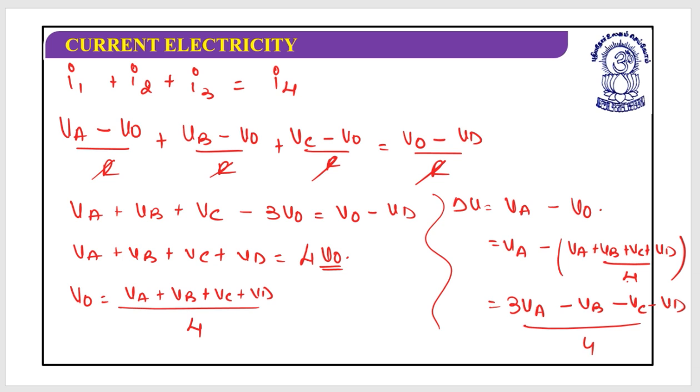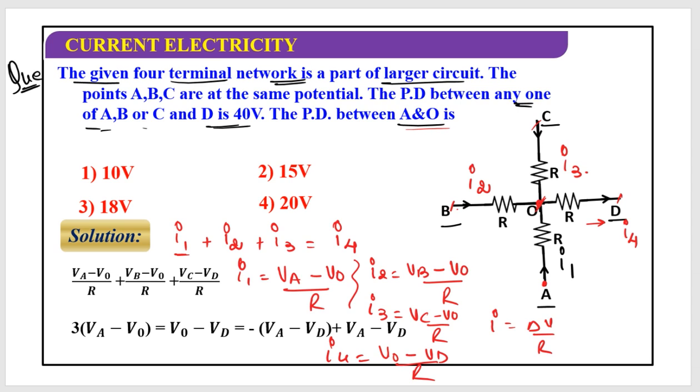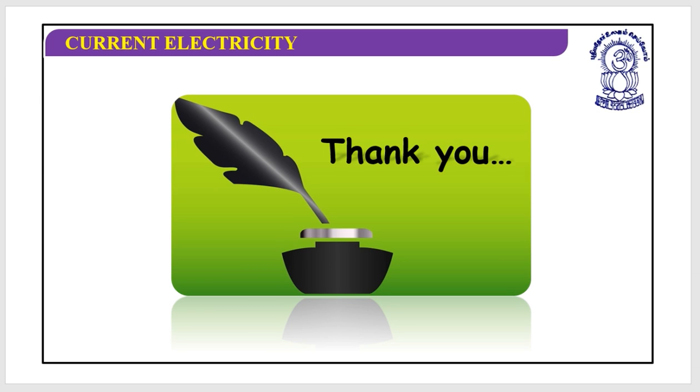I hope those things are clear. Then put in the values, as they say that A, B, C and D are at 40 volt. Put in the values and get your answer. Is it clear? So can you do this? Great. Let's wind up this session over here.